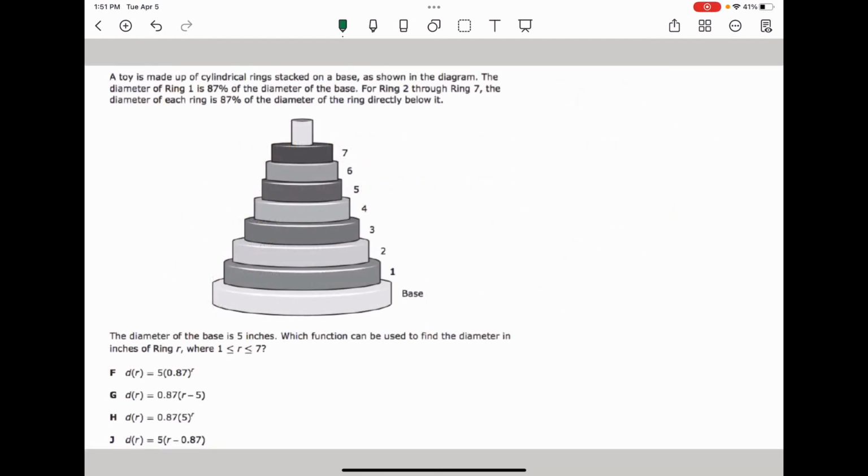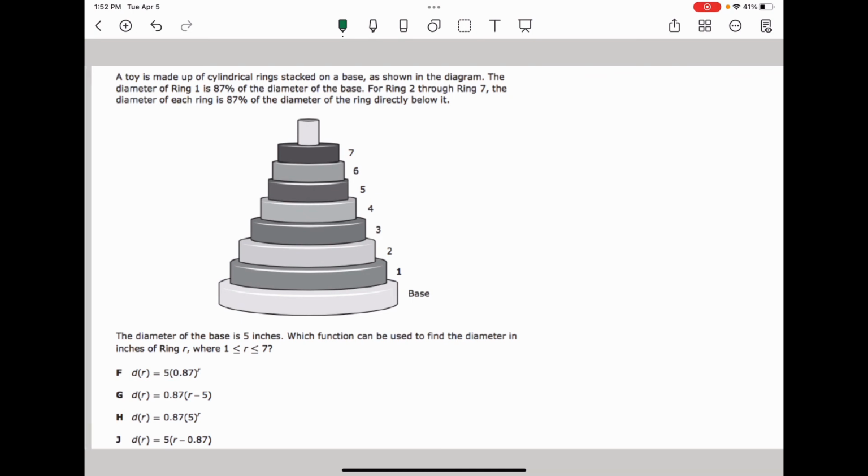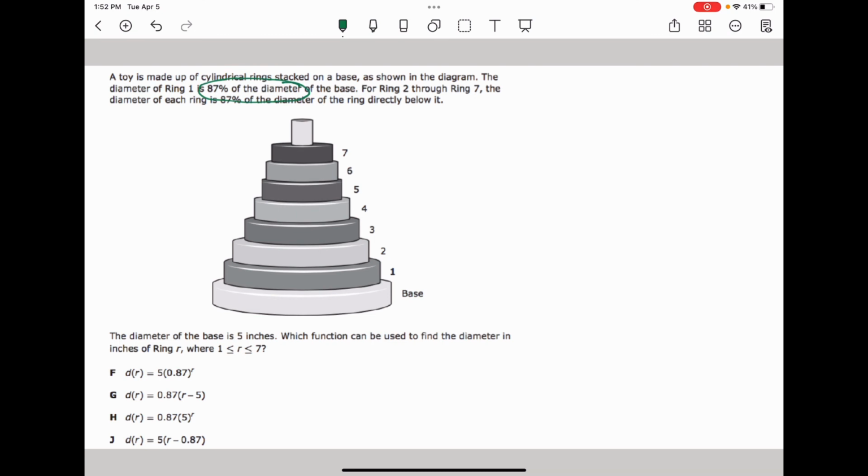So in this problem, it says a toy is made up of cylindrical rings stacked on a base as shown in the diagram. The diameter of ring 1 is 87% of the diameter of the base. So in this case, the diameter is getting multiplied by 87% every time. So the rate of change, B, is 0.87 because that's what's getting multiplied by the diameter every time. For rings 2 through 7, the diameter is 87% of the diameter of the ring directly below it.